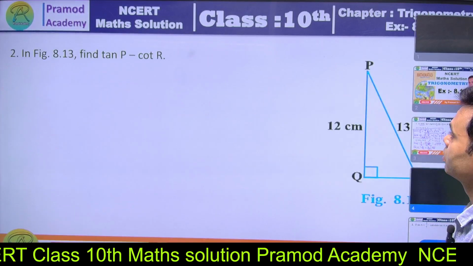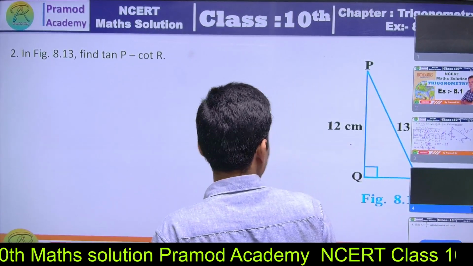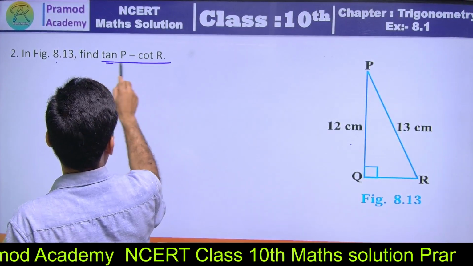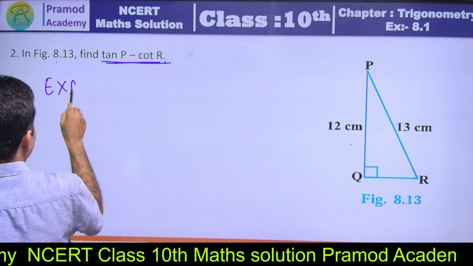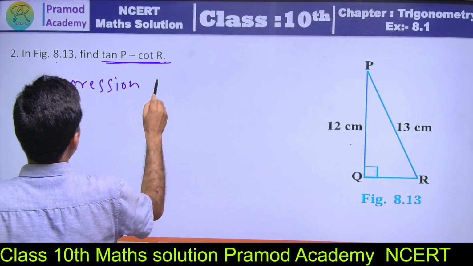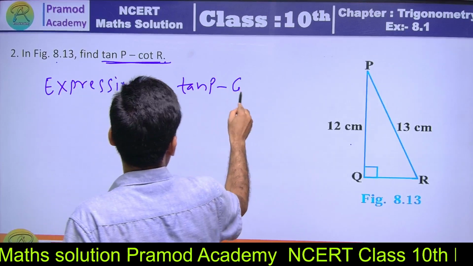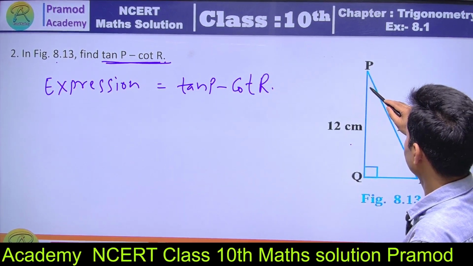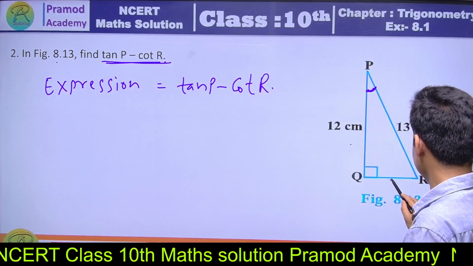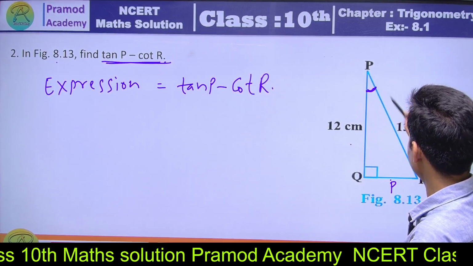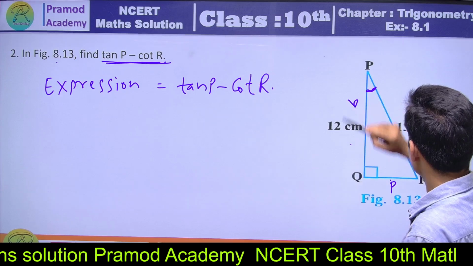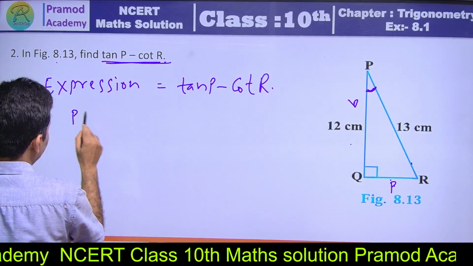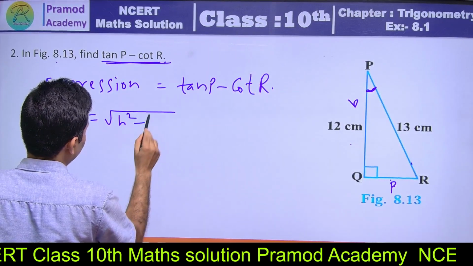Next, according to this figure, in this figure 8.13, find tan P minus cot R. So the expression is given here, tan P minus cot R. According to this angle, this will be P, H is always fixed, and this will be B. So I have to find the value of P. According to Pythagoras theorem, P equals root under H square minus B square.